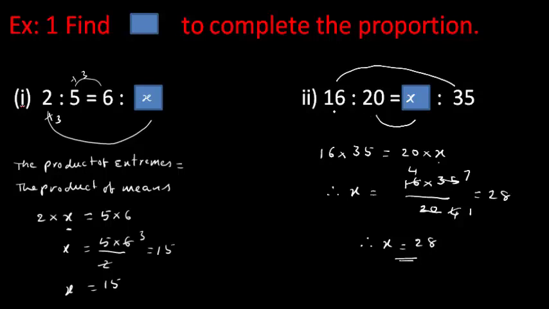Here again second method. 4 cancel the 16 in 4 times. 4 cancel the 20 in 5 times. Here second term is 5. 5 7s are 35. So 4 7s are 28. Here X equal to 28. This is the another method.